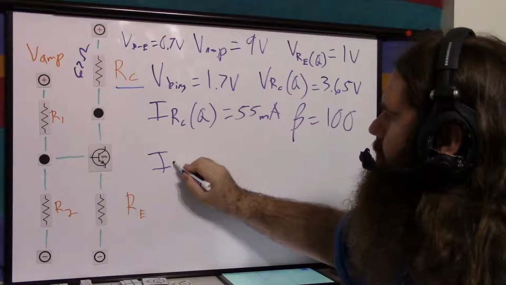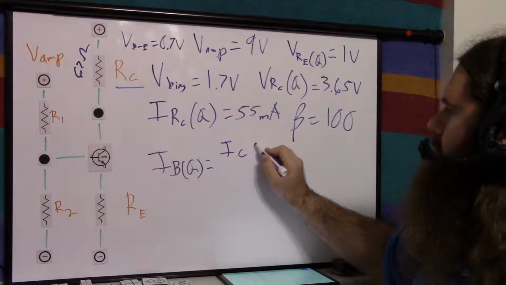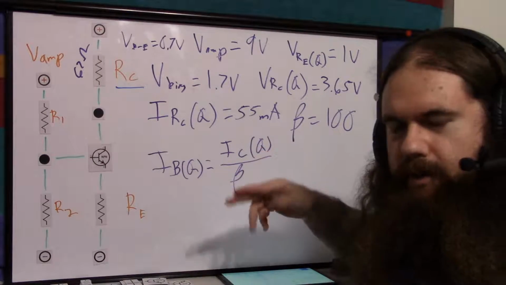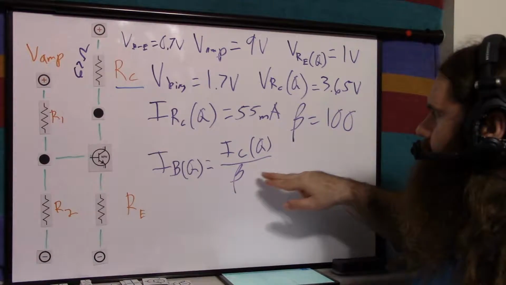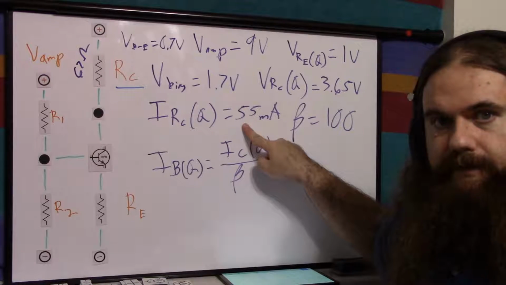The current through the base at quiescence equals the current through the collector at quiescence over beta, because beta is known as the amplification factor, the gain, the current gain. So just divide whatever you got here by 100, so that'll be, on the order of 550 microamps.